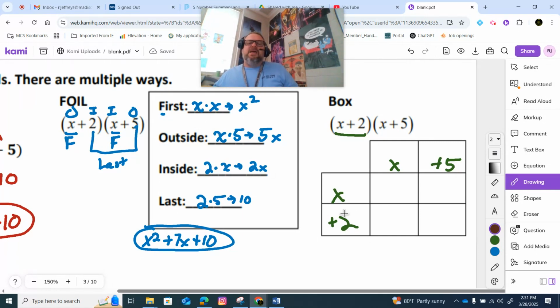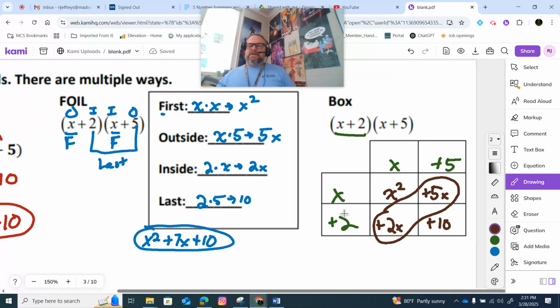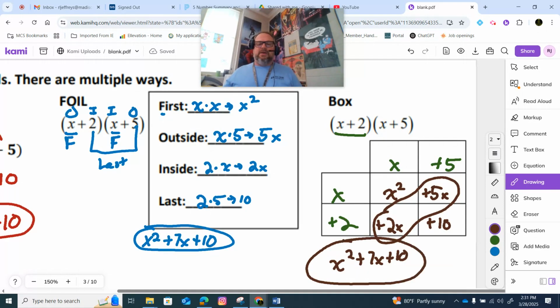Yep. All right. So what happens? Y'all did this long time ago in your multiplication tables. What is x times x? Well, that's x squared. And then x times 5, and then 2x, and then 10. And then these two are going to combine.